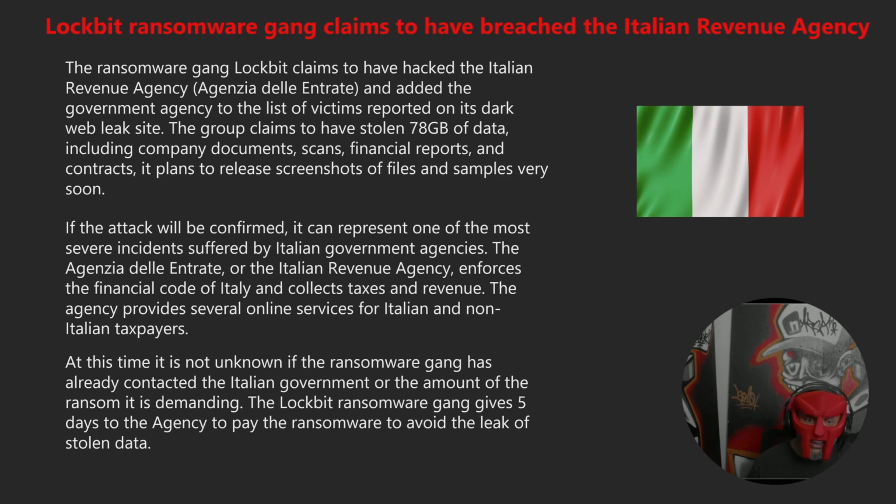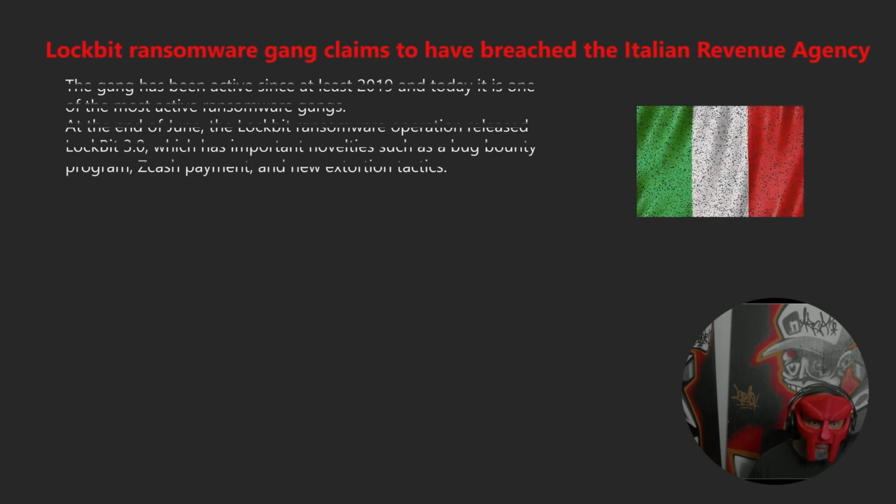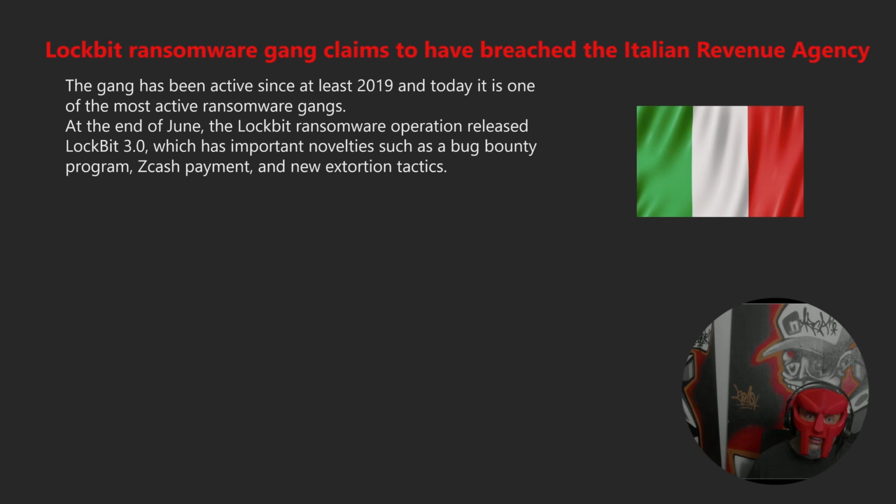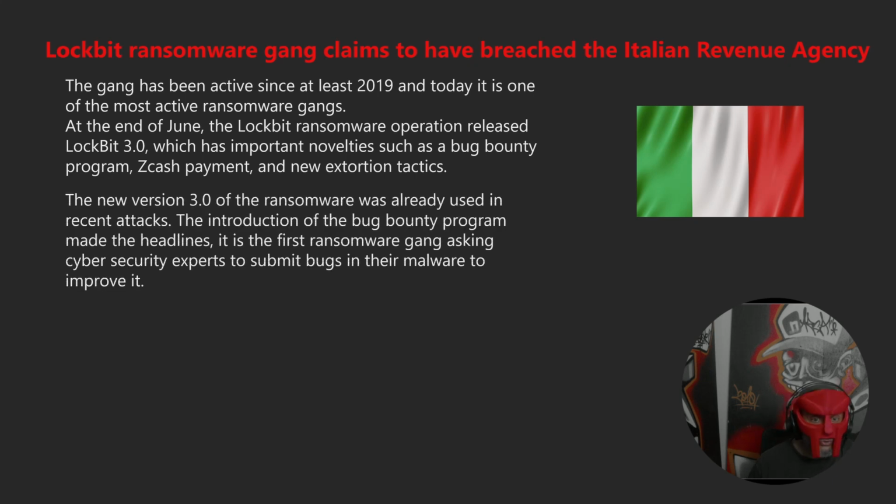The Lockbit ransomware gang gives 5 days to the agency to pay the ransom to avoid the leak of stolen data. The gang has been active since at least 2019, and today it's one of the most active ransomware gangs. At the end of June, the Lockbit ransomware operation released Lockbit 3.0, which has important novelties such as bug bounty programs, Zcash payment, and new extortion tactics.